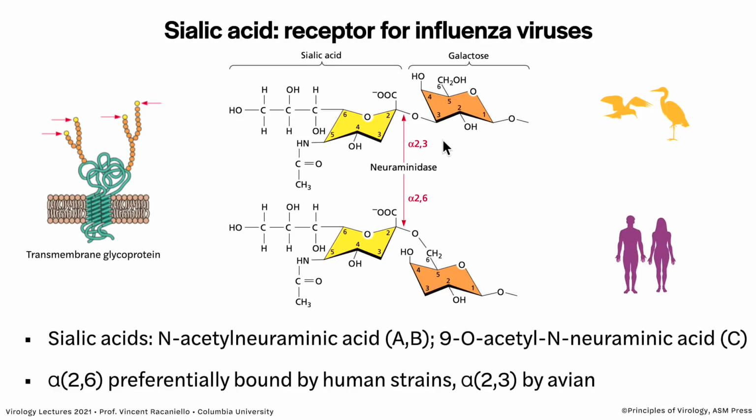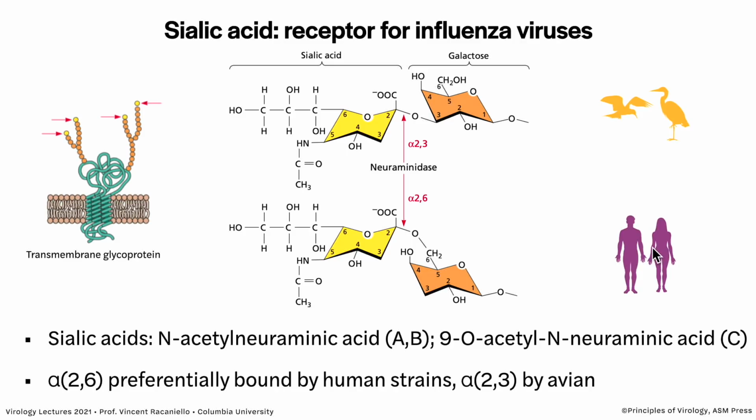And why do you care? Why do we care? Well, it turns out that alpha-2,3 sialic acids are preferentially bound by avian influenza viruses. These viruses infect all kinds of birds, as I told you before. And the ones that infect birds prefer alpha-2,3. And in fact, that's what birds have throughout their respiratory and gastrointestinal tract.